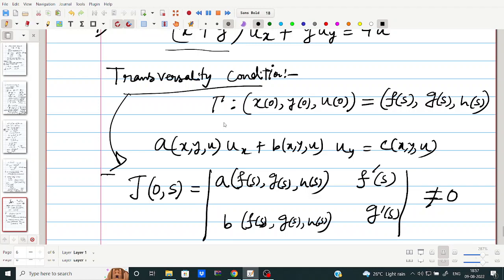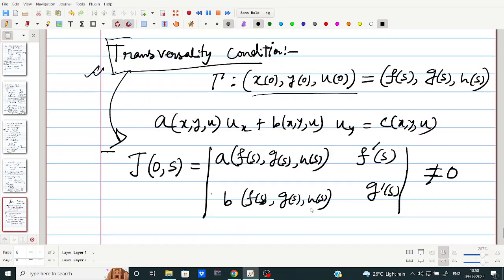So if this Jacobian is non-zero, then the data x0, y0, u0 satisfies the transversality condition. Any question on the transversality condition? Otherwise I will move to the problem. What is given? Any question?